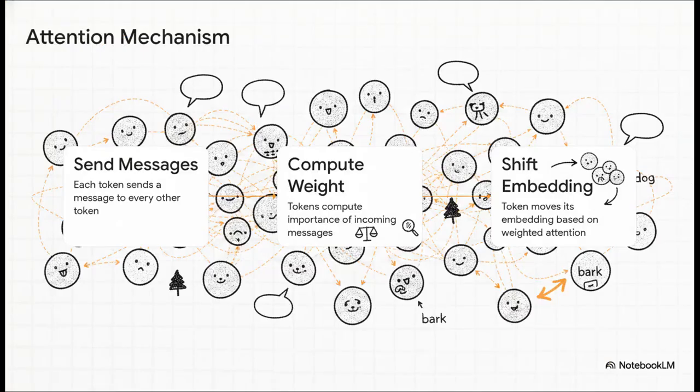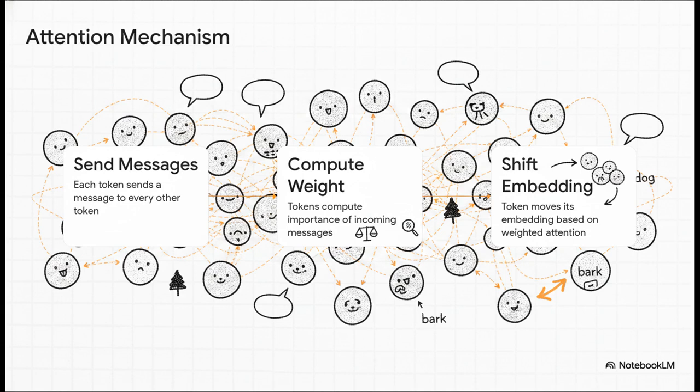To really get this, I want you to imagine a crowded cocktail party where every single token is a guest. Here's how the attention mechanism works in 3 dynamic steps. Step 1, every token at the party sends out a message to every other token in the room. Step 2, each token actively listens to the room and computes just how much importance it wants to place on the messages from those other tokens, like, hey, are you relevant to me? And then step 3, based on that weighted attention, each token actually moves away from its original embedding. It shifts its mathematical direction to incorporate the meaning of the tokens it's paying attention to.